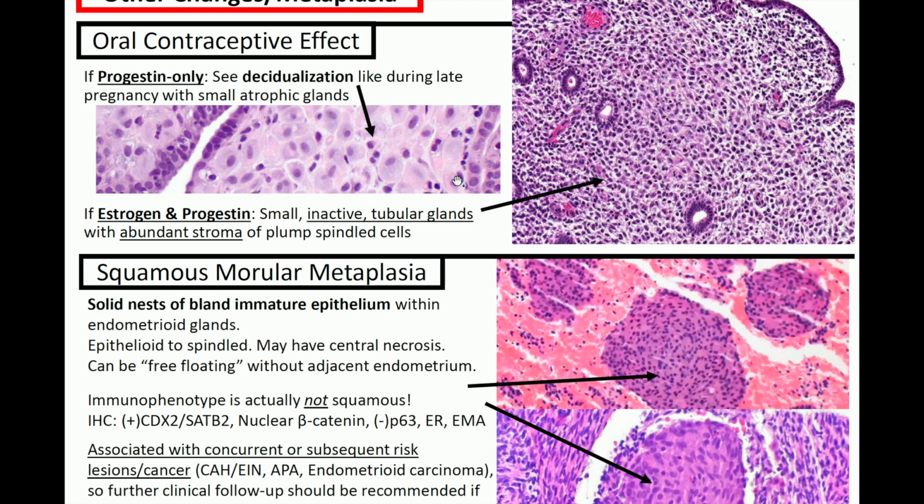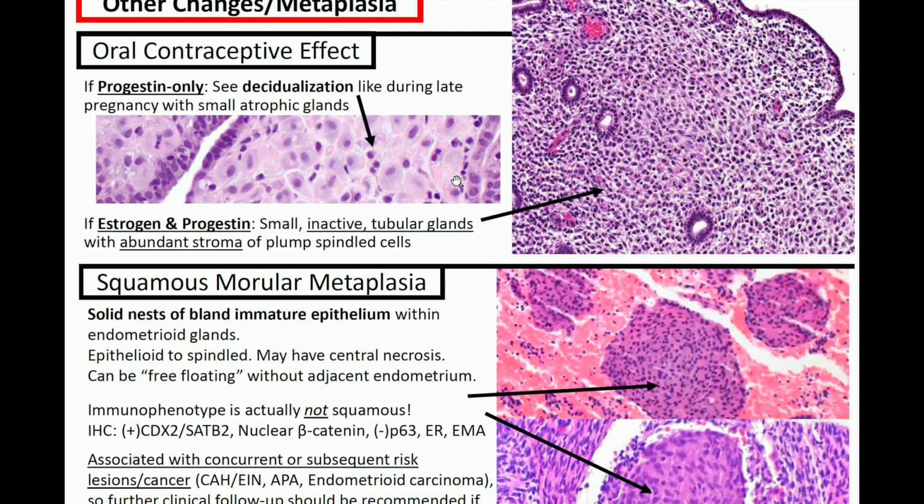All right, I think this is the last couple pages. So some other changes and metaplasia that you can see in the endometrium are as follows. You can have this oral contraceptive effect that we already talked about earlier. If it's progestin only, you're going to see decidualization like during late pregnancy with small atrophic glands. And if it's estrogen and progestin, you can have small, inactive tubular glands with abundant stroma of plump spindled cells.